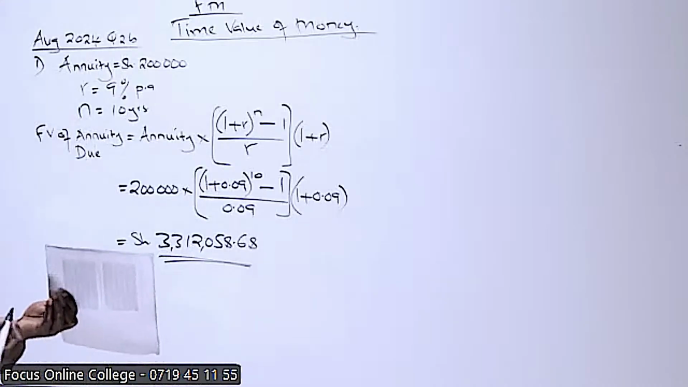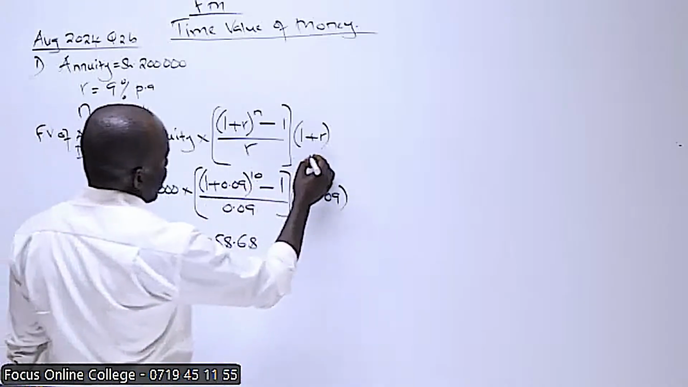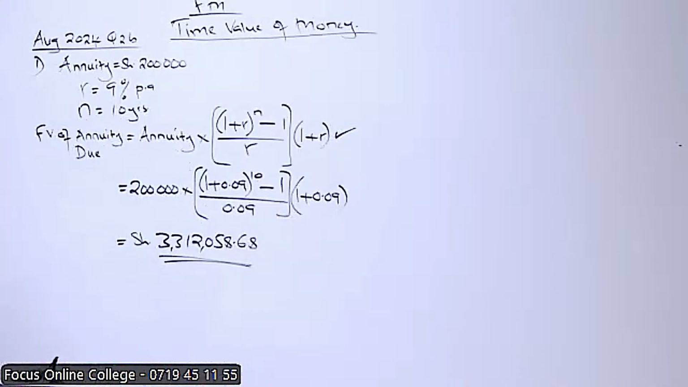So the keynote here, it's the beginning. Remember the question says at the beginning of each period. And that is why we are having this factor here, 1 plus R. So take note of that.